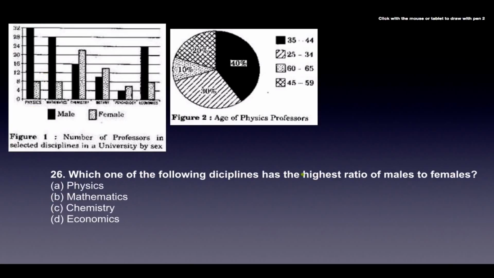Which one of the following disciplines has the highest ratio of males to females? In case of physics it is 32 ratio 8, which equals 4. In case of maths it is 28 ratio 8, so it is 3.5. In case of chemistry it is less than 1, easily visible. In case of economics it is 24 ratio 8, so it is 3. These are the only 4 options, so the answer is A, physics.